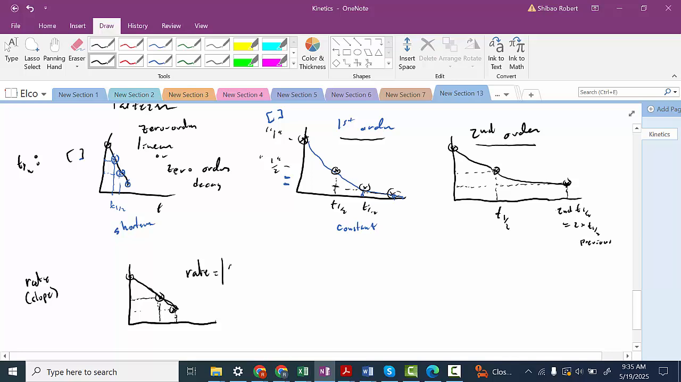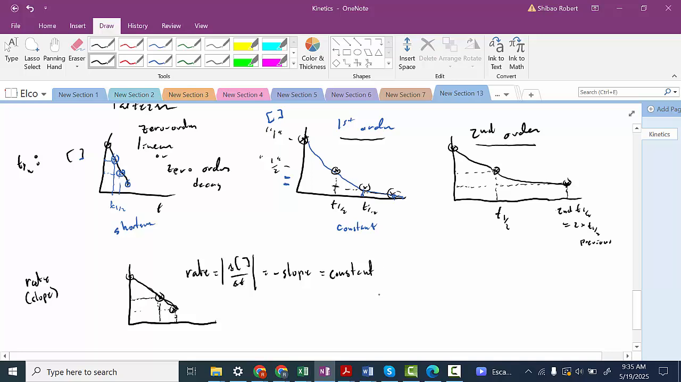the absolute value of the delta of the concentration over delta T, and that's equal to the negative of the slope, because we want to make sure that the rate stays positive, so that's the negative of the slope. And the slope here is just equal to delta y over delta x, which is this right here. Okay, this is a constant.